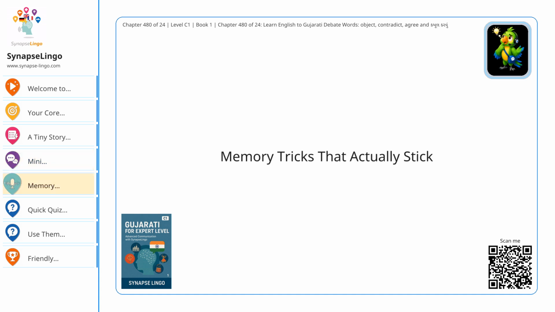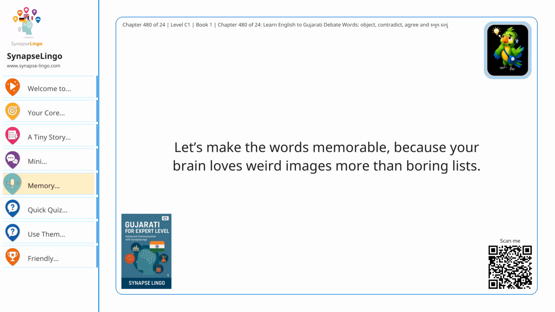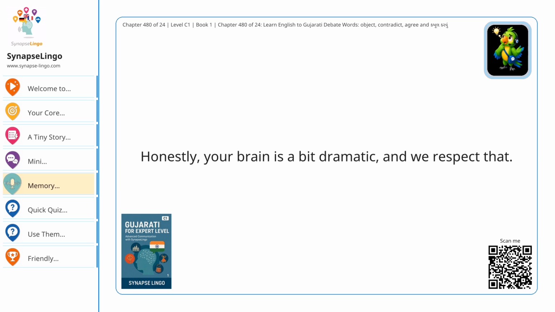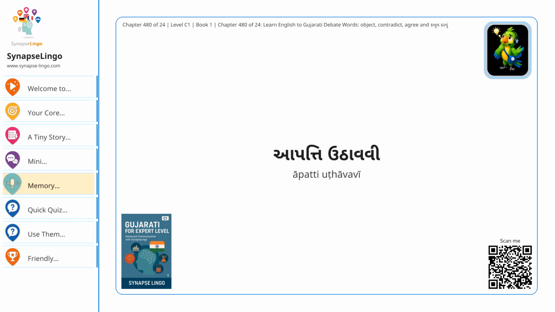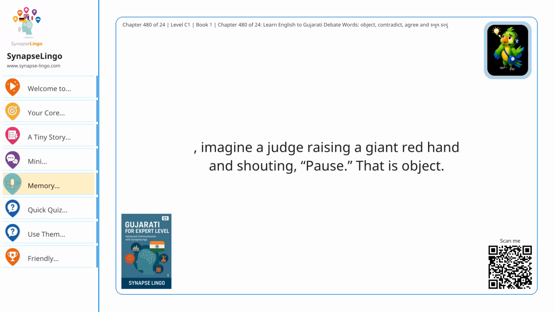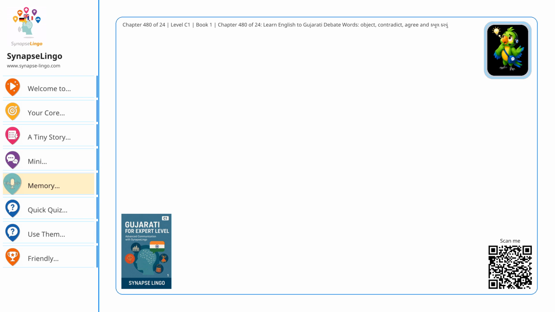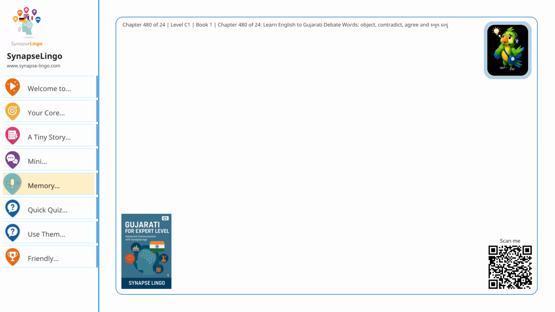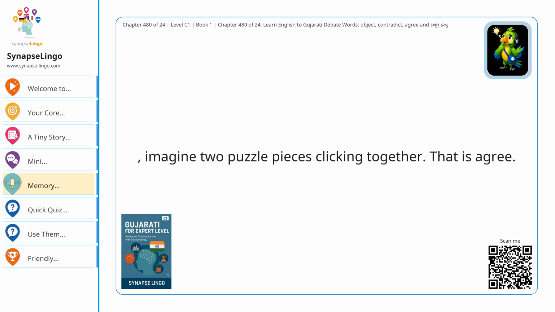Memory tricks that actually stick. Let's make the words memorable, because your brain loves weird images more than boring lists. Honestly, your brain is a bit dramatic, and we respect that. One: આપત્તિ ઉઠાવવી. Imagine a judge raising a giant red hand and shouting, pause. That is object. Two: વિરોધ કરવો. Picture two magnets pushing away from each other. That is contradict. Three: સહમત થવું. Imagine two puzzle pieces clicking together.